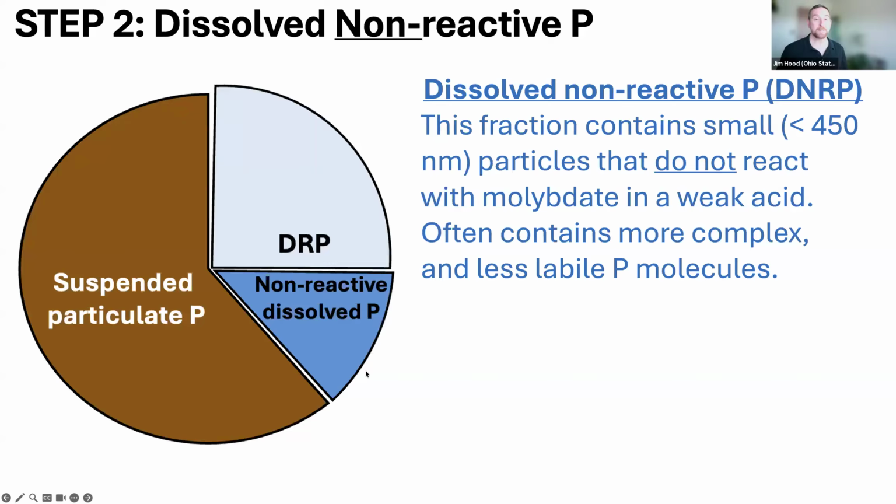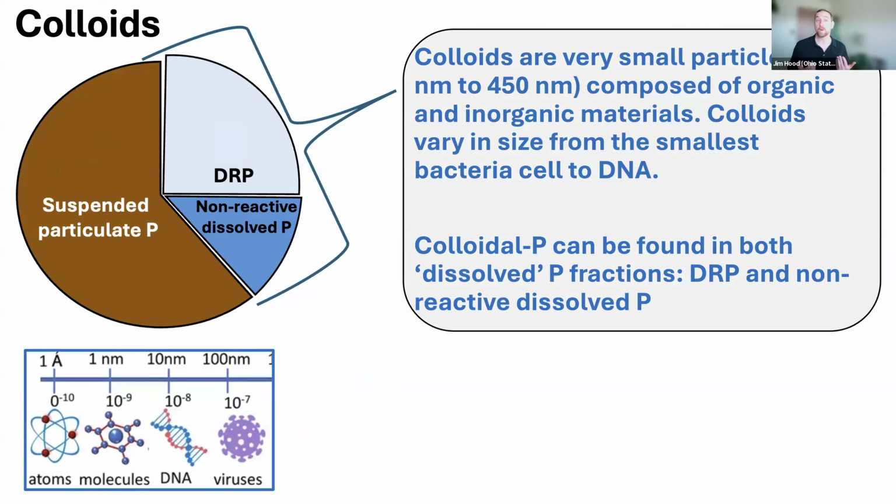So as you may have noticed, this is not completely dissolved. And within this fraction are things called nanoparticles or colloids. I'll use colloids throughout this talk. And colloids are natural, very small particles between 1 nanometer and 450 nanometers, composed of organic and inorganic materials that vary in size from the smallest bacterial cells that we'll find to viruses and DNA and small molecules. Colloidal phosphorus can be found in both of these fractions. So I'll talk about colloidal DRP and also colloidal non-reactive dissolved phosphorus.